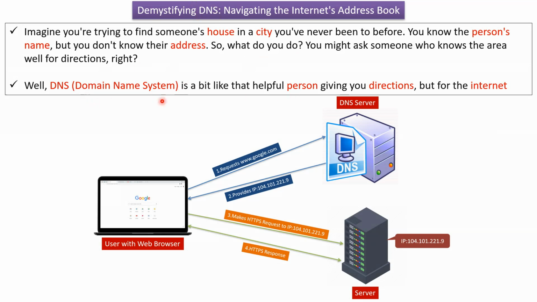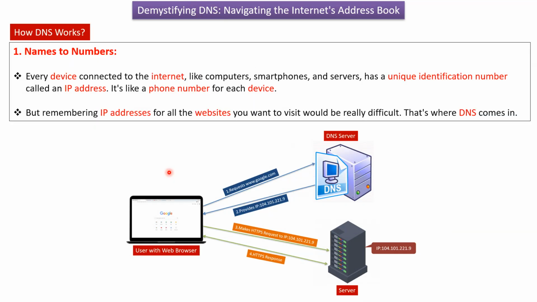DNS is nothing but Domain Name System. Now we will see how DNS works. The first point is names to numbers. Every device connected to the internet, like computers, smartphones, and servers, has a unique identification number called an IP address. It is like a phone number for each device. But remembering IP addresses for all the websites you want to visit would be very difficult. That is where DNS comes in.